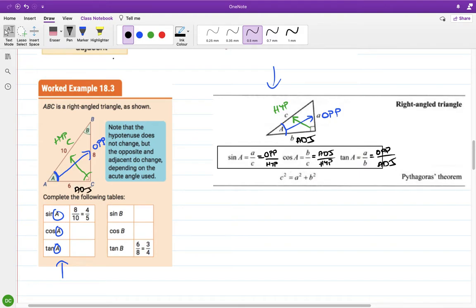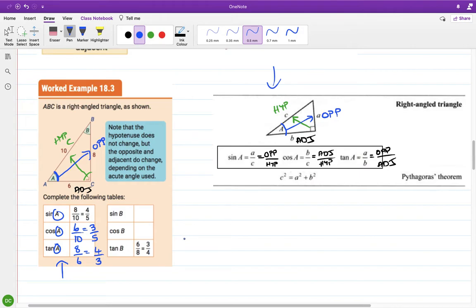Okay, so they've done sine, great. So next we're going to do cosine, or cos, okay? So cos is B over C, which is adjacent over hypotenuse. So the adjacent is 6, and the hypotenuse is 10. And if you simplify that, you get 3 over 5. The tan then, so tan is A over B. A is the opposite, B is the adjacent. So it's the opposite, which is 8, over the adjacent, which is 6. And that's 4 over 3.